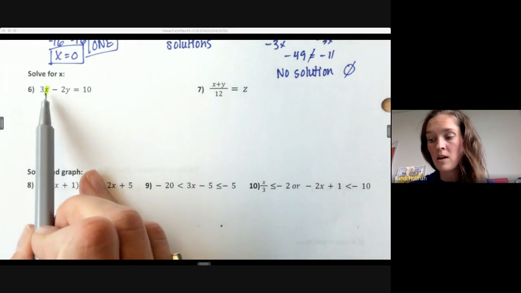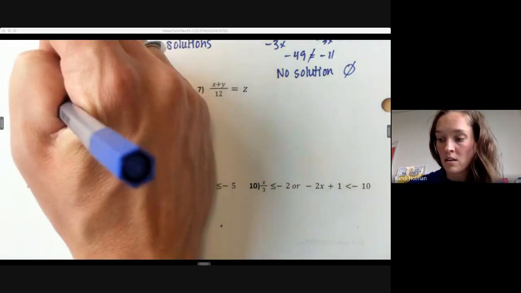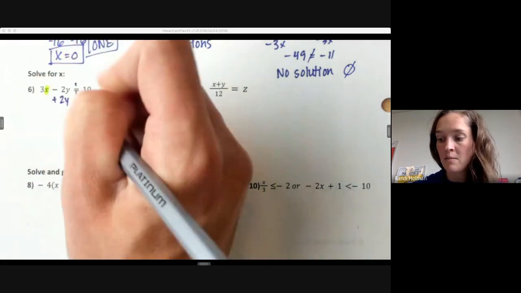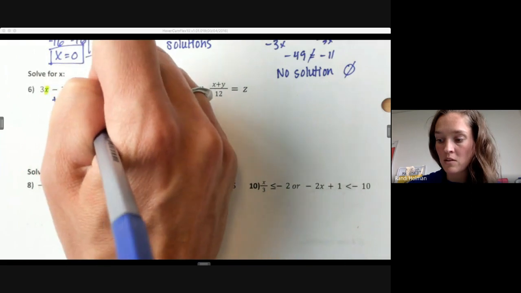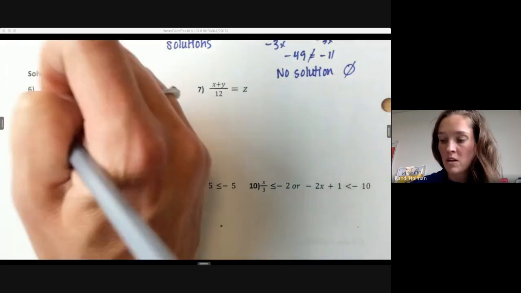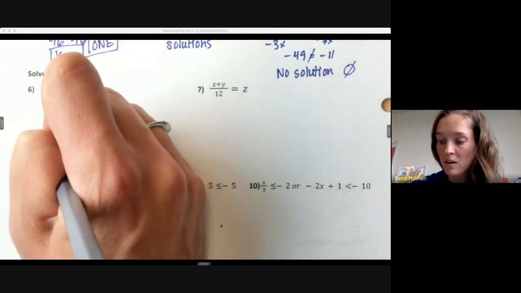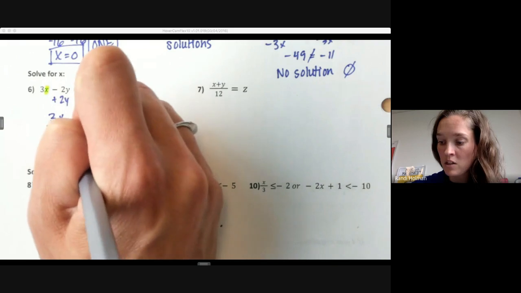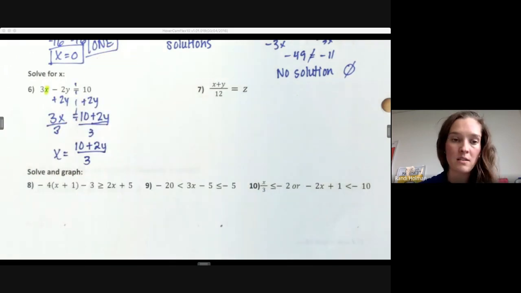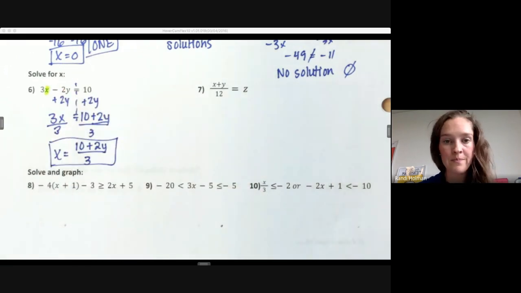If I knew what x was, I would multiply by 3 and then subtract this 2y. So the first thing we're going to undo is adding 2y. 10 plus 2y, can't put those together, so we can just leave it as 10 plus 2y. Okay, and then I'm still getting our x by itself, so divide by 3. We're going to divide this whole side by 3. And the nice thing about literal equations is you can leave it right here, right? 10 and 2 are not divisible by 3, so we can just leave our answer right there.